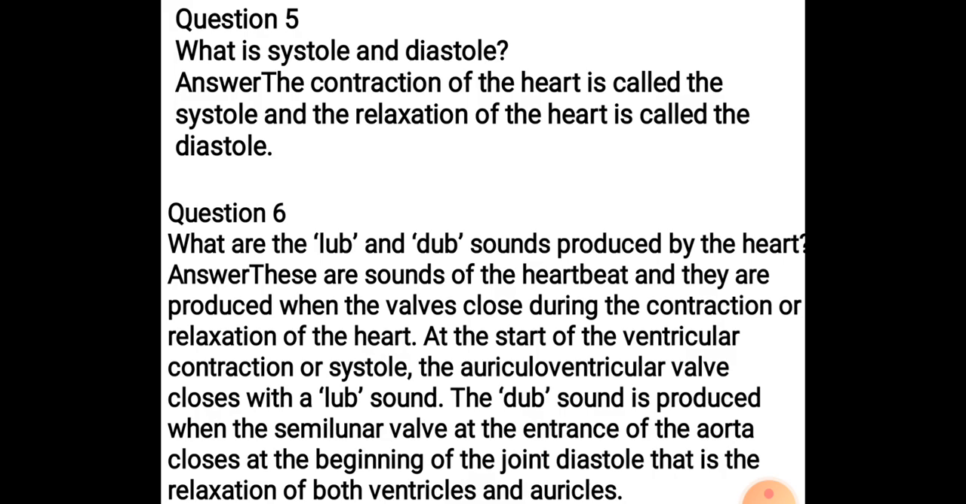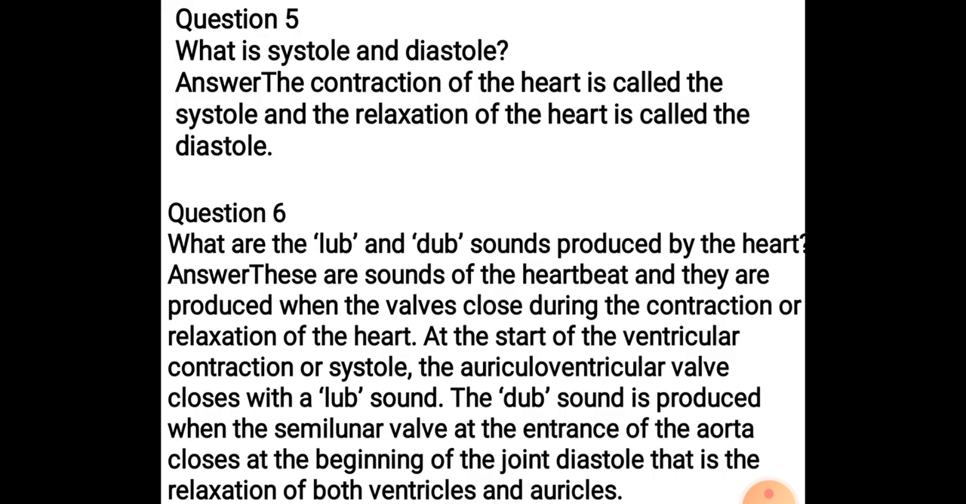Question number 5. What is systole and diastole? Now, these are the two phases in the pumping of the blood. The contraction of the heart is known as systole and the relaxation of the heart is known as diastole. Okay. Now, what are lub and dub sounds produced by the heart? These are the sounds of the heartbeat, and they are produced when the valves close during contraction or relaxation.